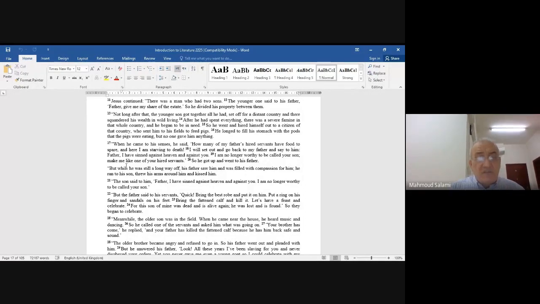But the father said to his servants, 'Quick, bring the best robe and put it on him. Put a ring on his finger and sandals on his feet. Bring the fatted calf and kill it. Let us have a feast and celebrate. For this son of mine was dead and is alive again. He was lost and is found.' So they began to celebrate.